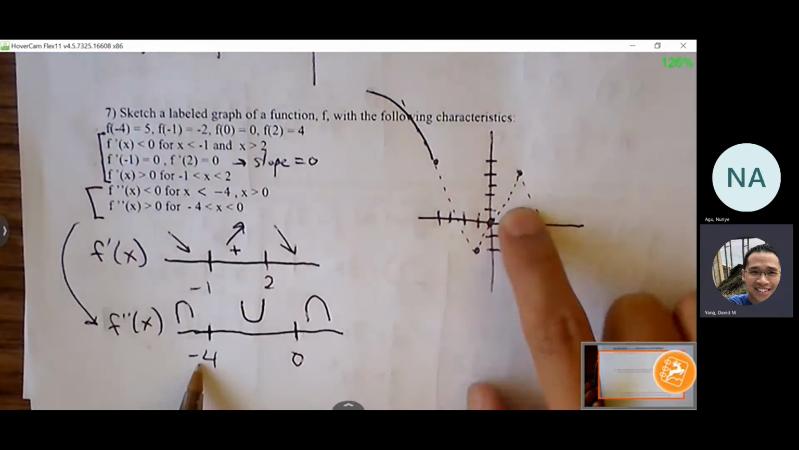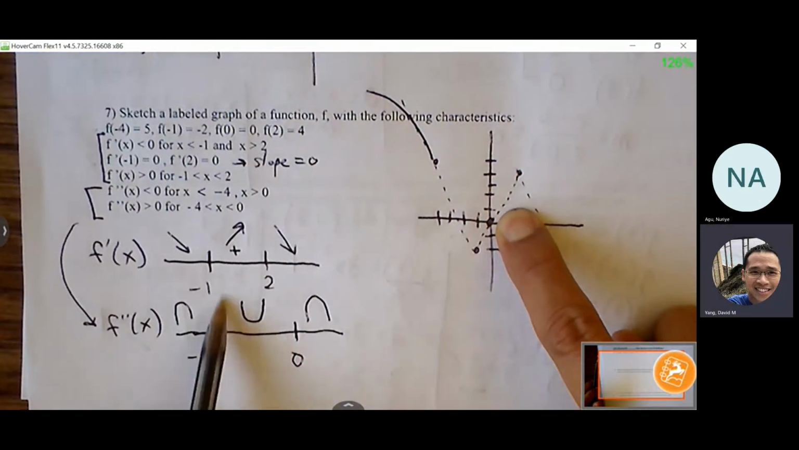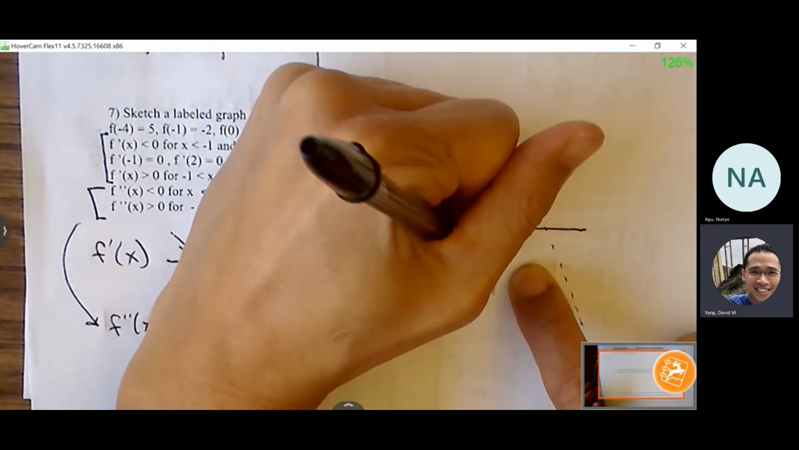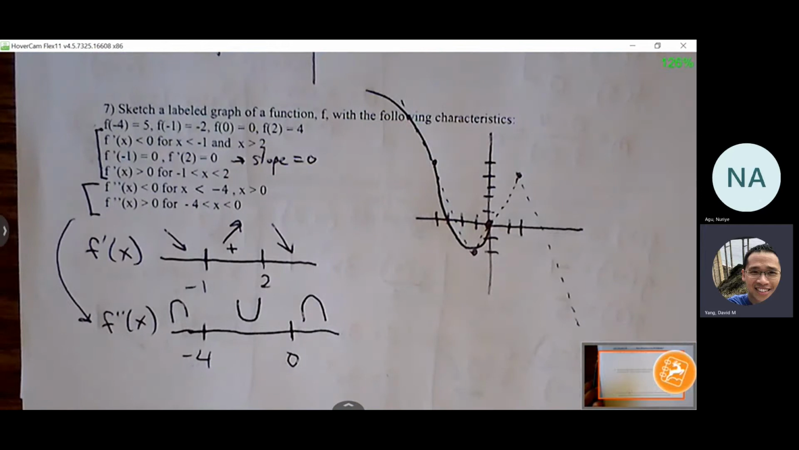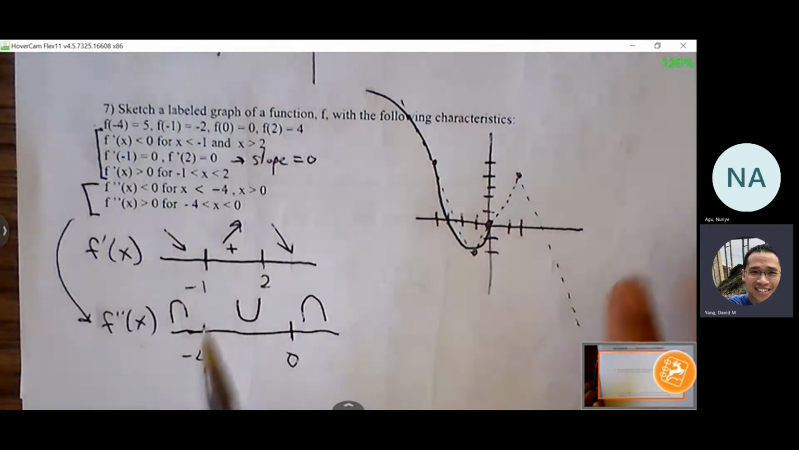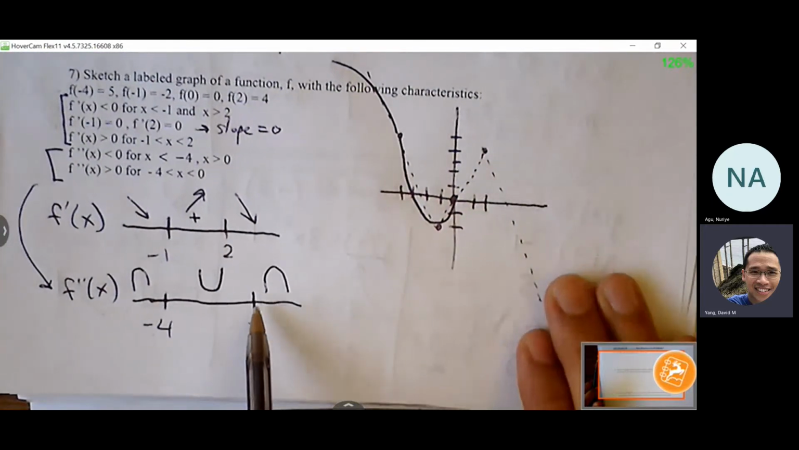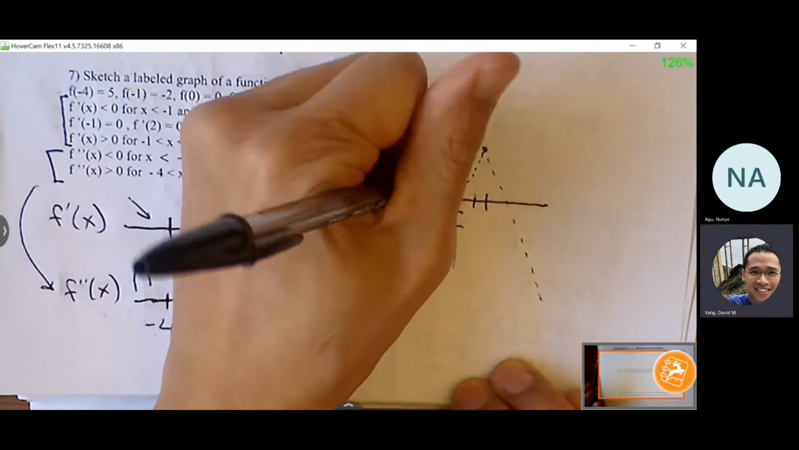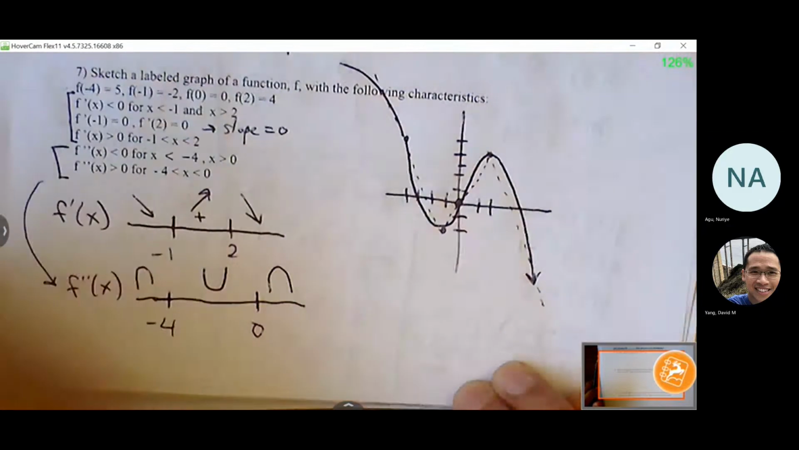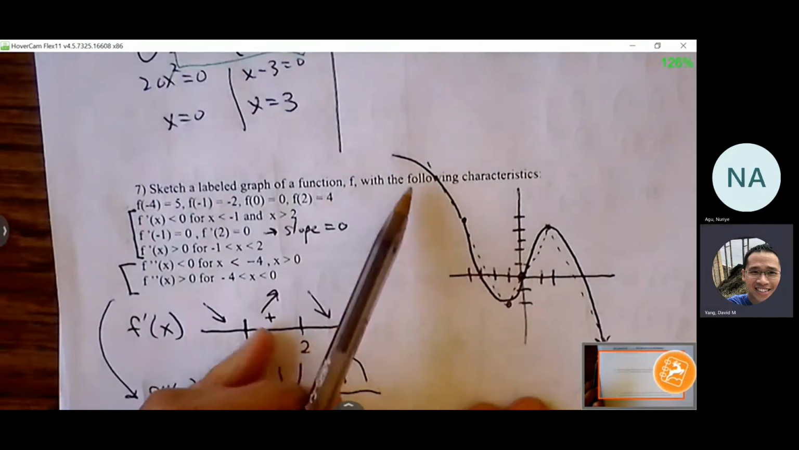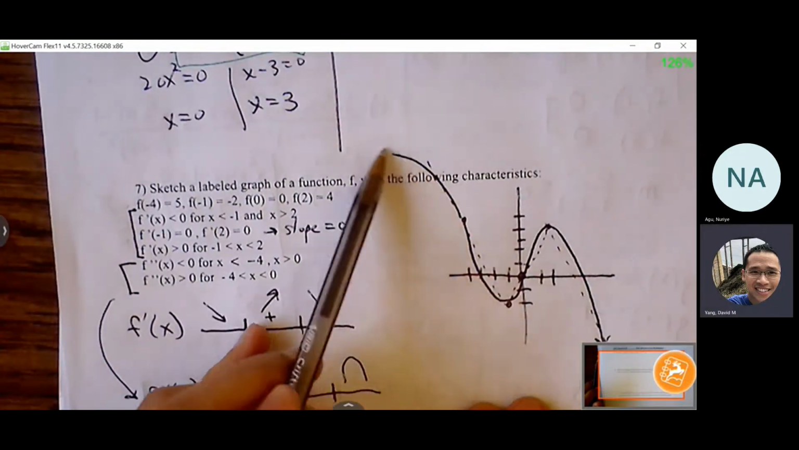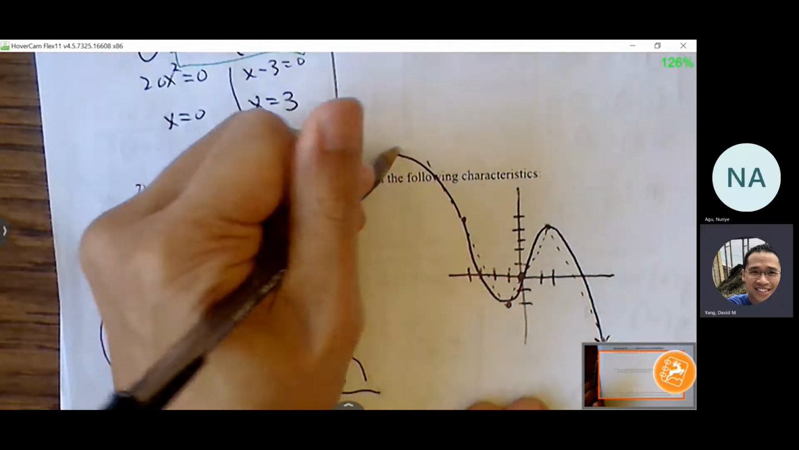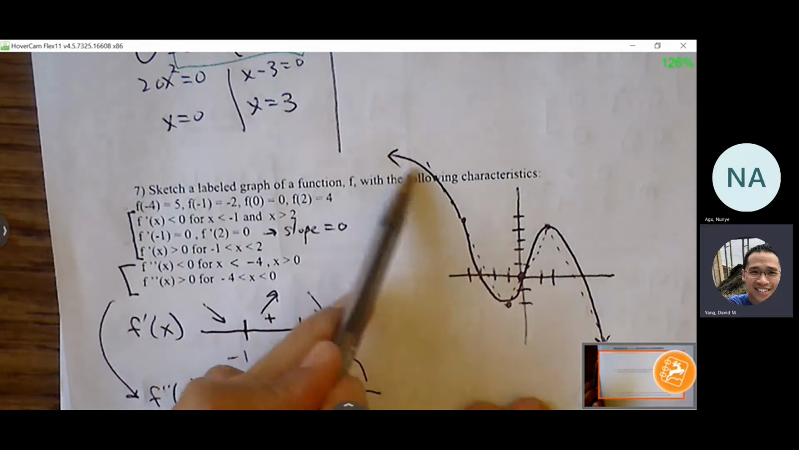From negative 4 to 0, I want the graph to show me concave up. You see, I'm really not changing my path. I'm just making it more detailed. And then to the right of zero, I want my graph to be concave down. Notice that this concave down, I didn't really complete it, right? I just did a portion of it because it's got to remain a decreased slope all the way through, right?